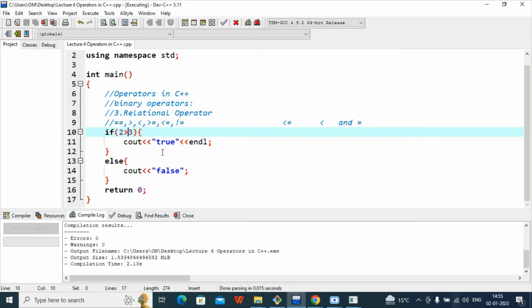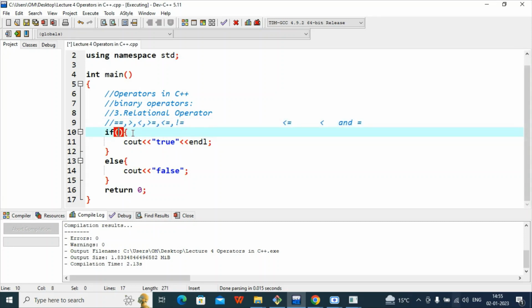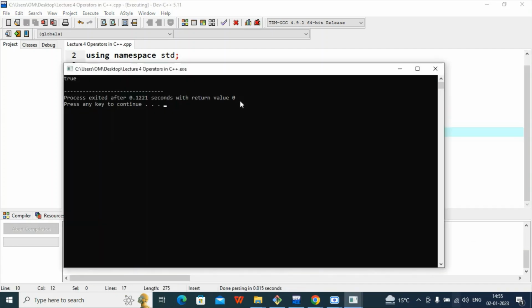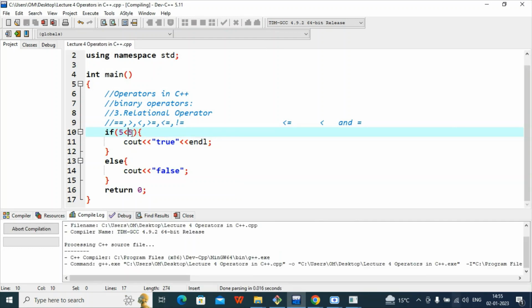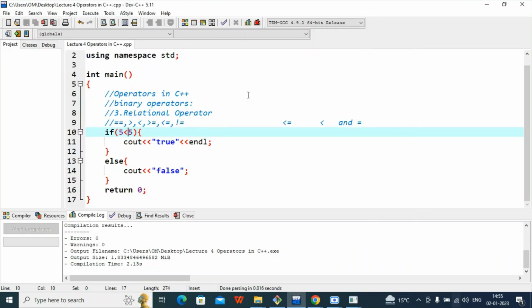So I hope you are all clear with these 6 operators: equal to, not equal to, less than, greater than, greater than equal to, less than equal to. Suppose I check something similar, 5 less than equal to 5. Let us see what it will give you. It gave you true. Why? Because this equal to was correct. One sign was correct. Let us remove the equal to and check 5 less than 5. It gives you false because 5 is not less than 5.